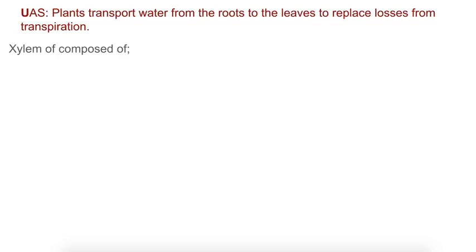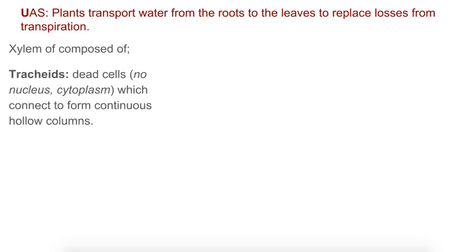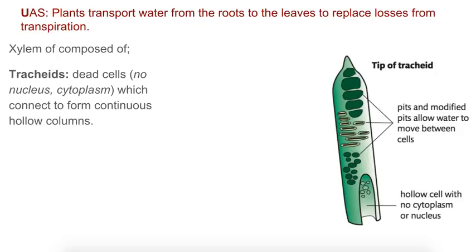Now a little bit about xylem structure. They are essentially composed of many cells, but two are really important, and we'll talk about those. Tracheids are dead cells, so they contain no nucleus and no cytoplasm, and they connect to form continuous hollow columns. So we can see here the diagram from your book. You can see they are hollow inside, and also they contain these pits that allow water to move between cells laterally, and also up and down the plant.